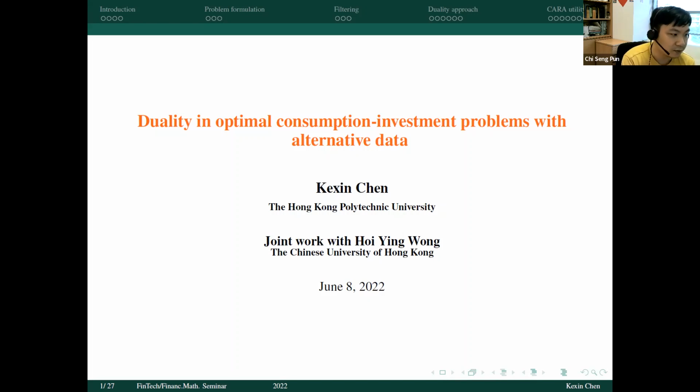Kexin is a research assistant professor at the Department of Applied Mathematics at the Hong Kong Polytechnic University. She graduated with her Ph.D. degree in statistics at the Chinese University of Hong Kong under the supervision of Professor Hoi Ying Wong in 2021. Her research interests include stochastic control and optimization for financial applications, optimal stopping and partial information problems.